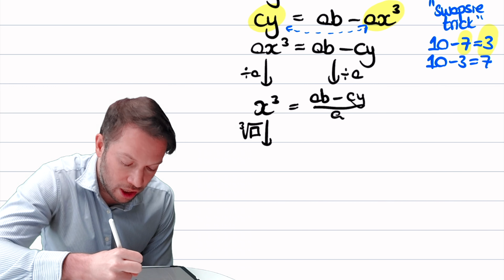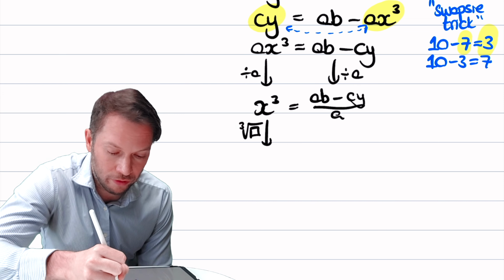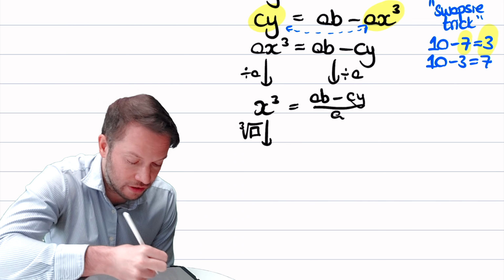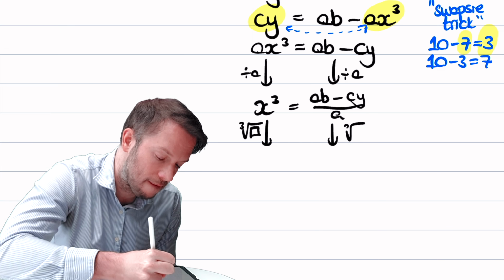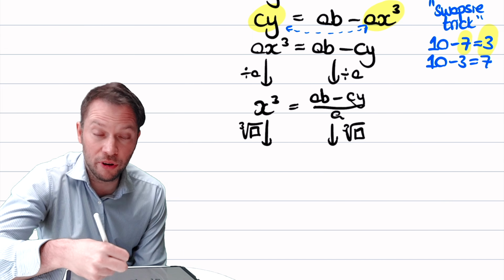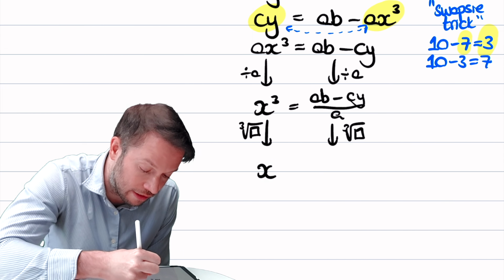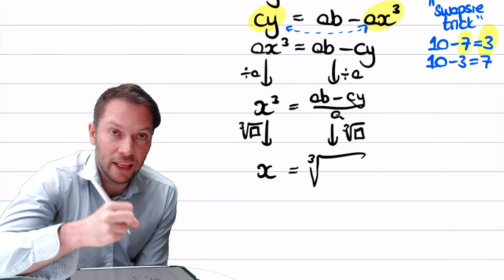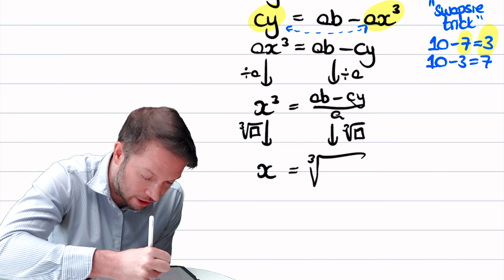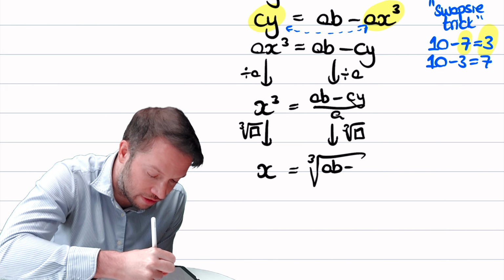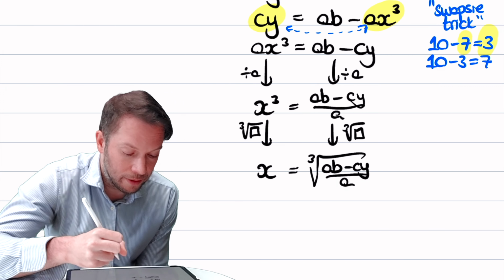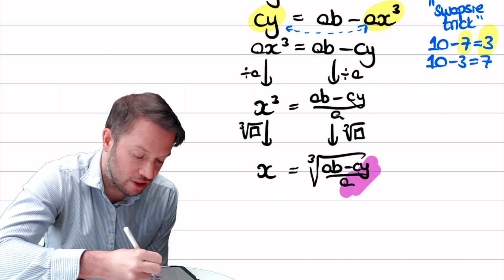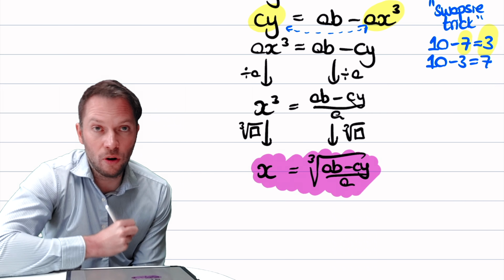And remember, we write a cube root as a root symbol with a little 3 on the top left. So we do the same to the right-hand side. Now on the left-hand side, the cube root cancels the cubed, just leaving x. And on the right-hand side, we've got to cube root the whole thing, making sure that root goes over the whole fraction. And we have ab minus cy over a here. And that is the final answer because we've managed to get x on its own on one side of the equation.